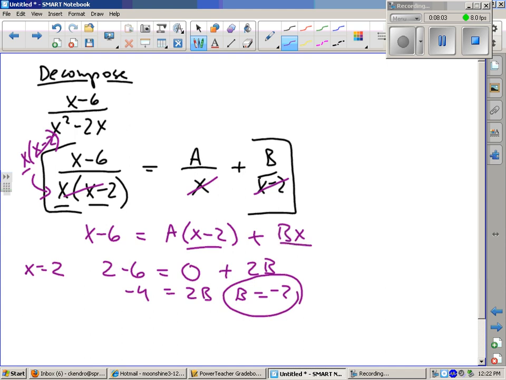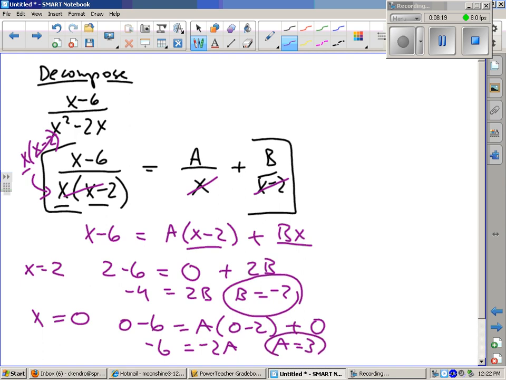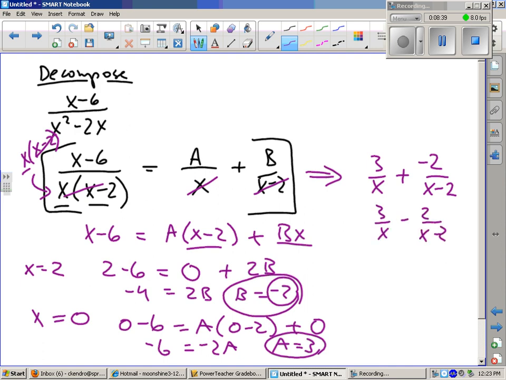Next, I'm going to choose x to be 0. So I get 0 minus 6 equals A times 0 minus 2 plus 0. So -6 equals -2A, so A equals 3. Last step, you substitute these back in up here, and you get 3 over x plus, now I have a plus there, but this is a minus 2, so you could say minus, or you can just put it as a -2 there. So either that or this is proper.